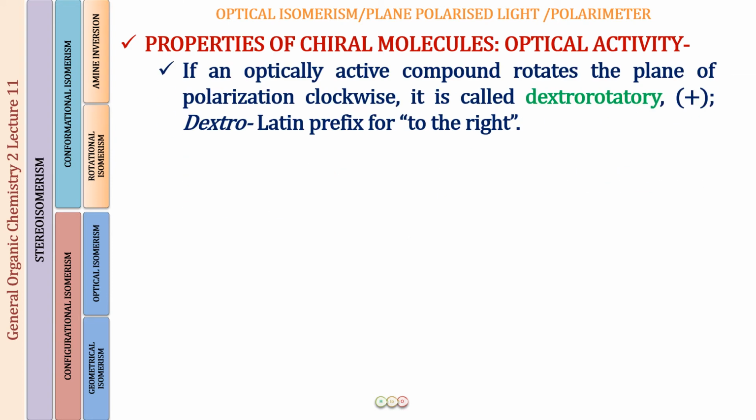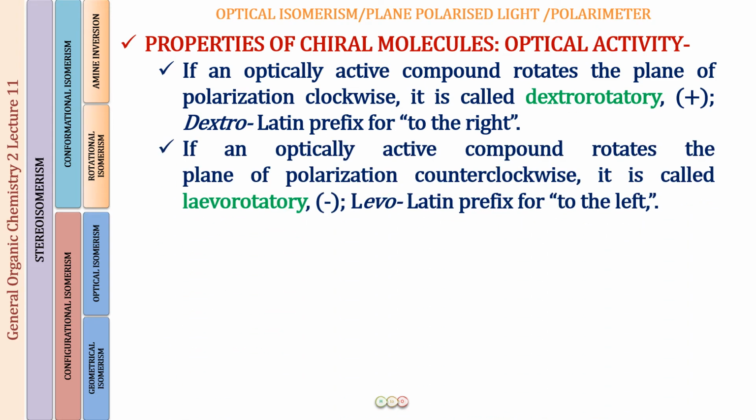Now, if a compound is optically active and it rotates the plane of polarization clockwise, we will call that compound dextrorotatory, for which we will use the symbol plus inside the parenthesis to tell that it is a dextrorotatory compound. Why do we call it dextrorotatory? Dextro is a Latin prefix for to the right. So, rotation to the right.